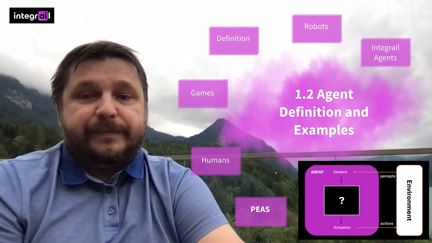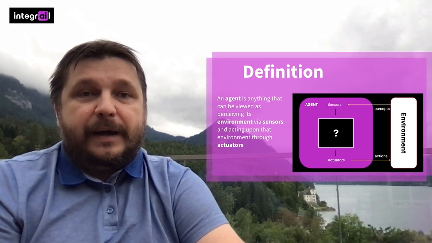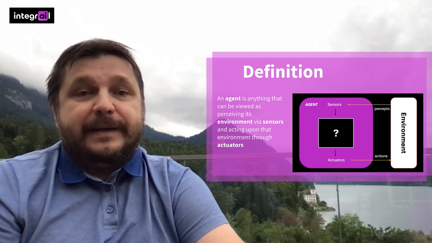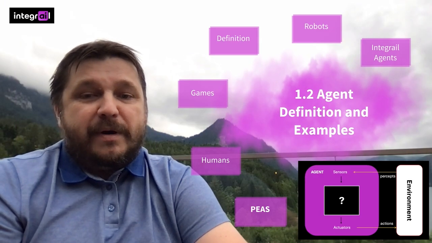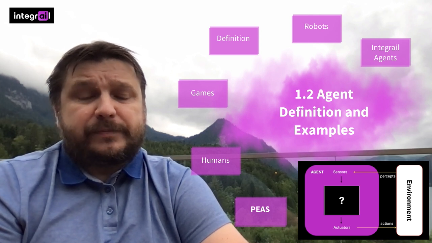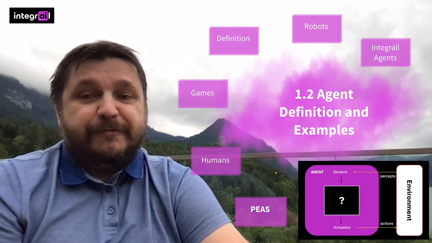Let's start with the definition. The definition of an agent given in the classic book that I referred to in the last lecture is as follows: an agent is anything that can be perceived as understanding its environment via sensors and acting upon that environment through actuators. That is a bunch of not very easy to understand words. But as you will see, it is actually very easy once we look at certain examples of what an agent is.